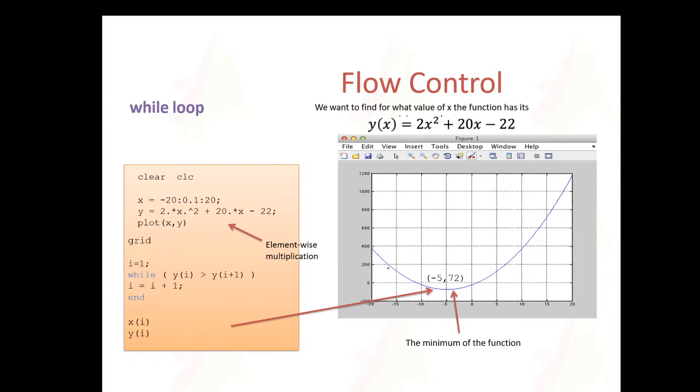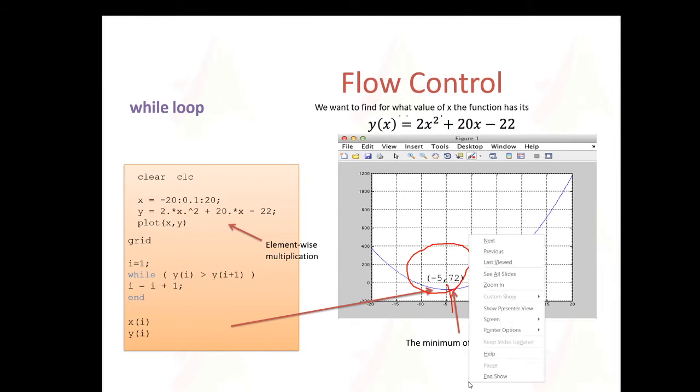Up to this point, the condition is satisfied, because this value is smaller, this value is greater. Smaller, greater, smaller, greater. But from this point onwards, it is reversed. The first value is smaller, the second value is greater. That's why it comes out of the loop. What does it give? It gives the minimum of the function. This is the value. It gives the minimum of this function.